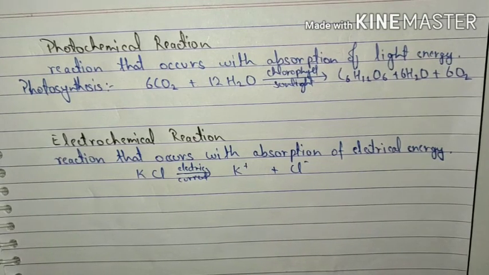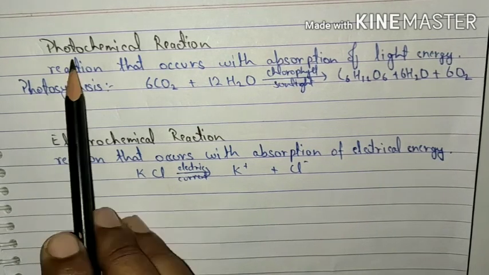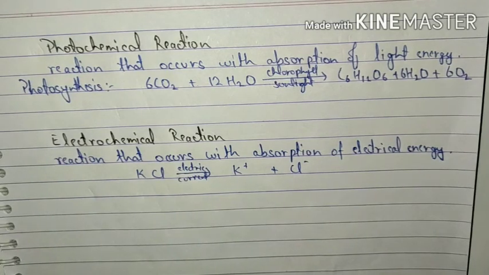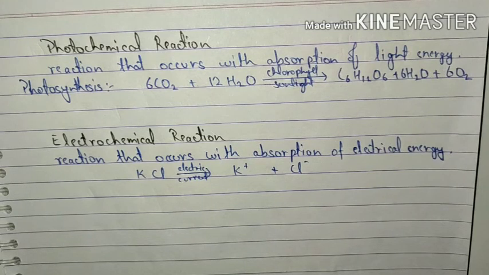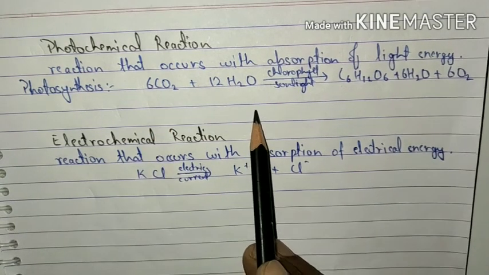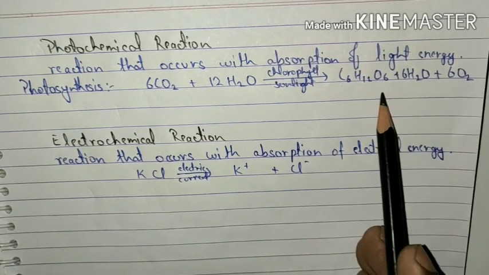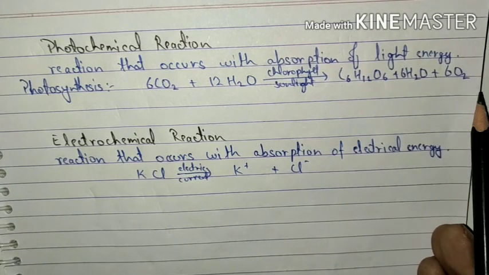Students, we have two more types of reactions. The first one is photochemical reaction. As the name itself suggests, the reactions which occur with absorption of light energy are known as photochemical reactions. The only difference between photochemical reaction and photolytic decomposition is that in photolytic decomposition we have only a single reactant. However, this is not certain for photochemical reactions. As you can see in this example, that is photosynthesis, carbon dioxide reacts with water in the presence of chlorophyll and sunlight to provide glucose, water and oxygen gas.